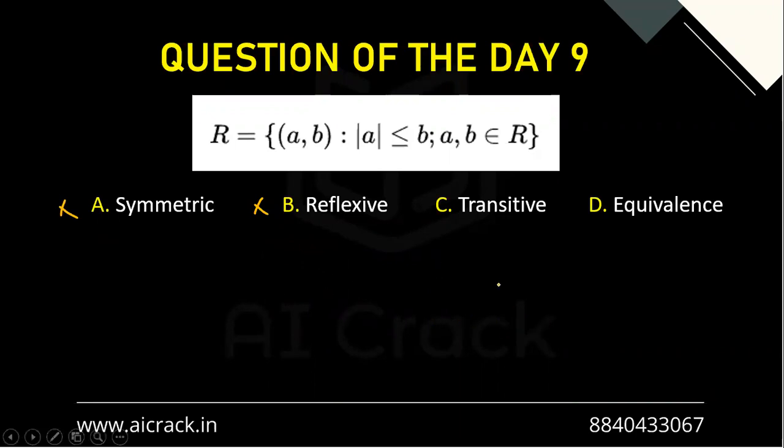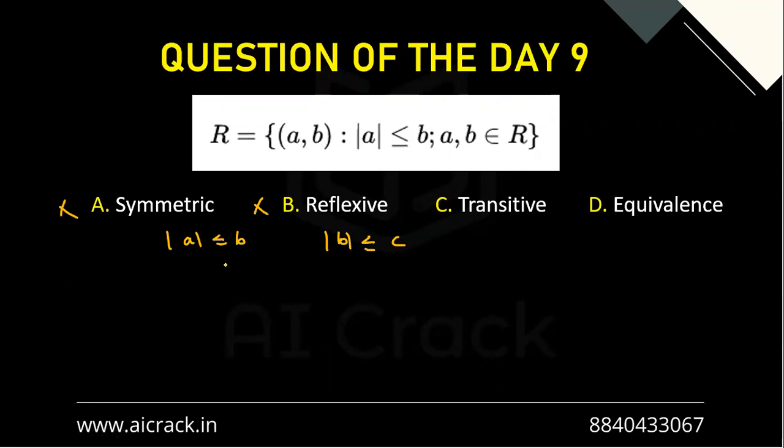Now let's look at the transitive case. So the first condition is |a| is less than or equal to b. And for transitive, we'll have to write |b| less than or equal to c. Now let's look at this one. If this is true, if we just consider these kinds of elements, where a is 2 or minus 2 and b is 3, or b is 2 and a is minus 2. We are talking about these kinds of elements, right?